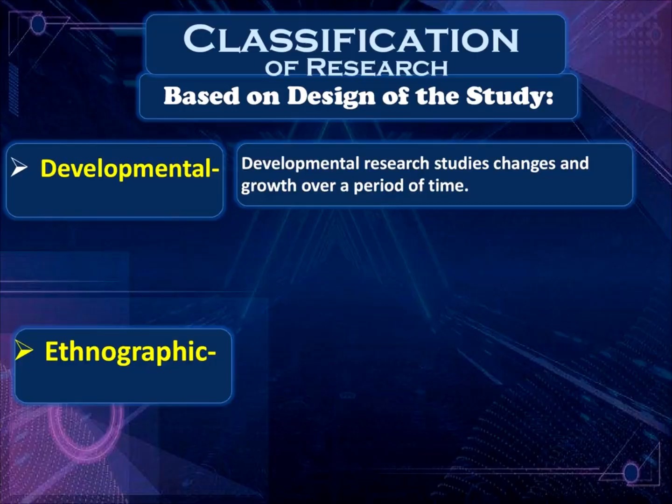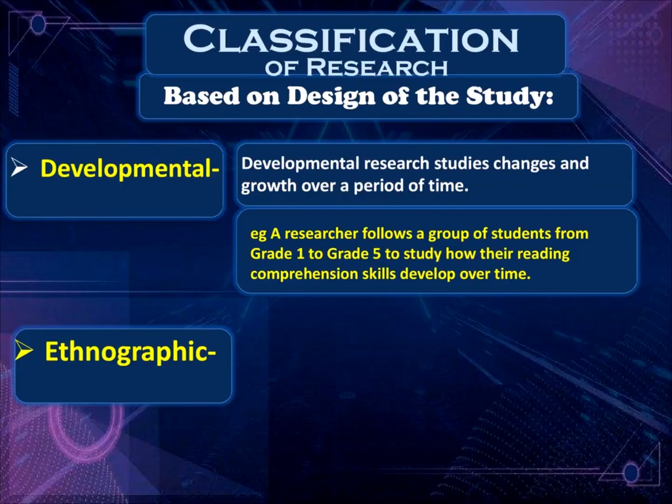So developmental research studies changes or growth over a period of time. So he wants to study how the school has been running in the last 5 years, 10 years. Can he be a magician that he will just make some jadoo? A researcher follows a group of students from grade 1 to grade 5 to study how their reading comprehension skill develops. This is also a development. So he wants to study how their reading comprehension develops, starting from the first grade to the fifth grade.